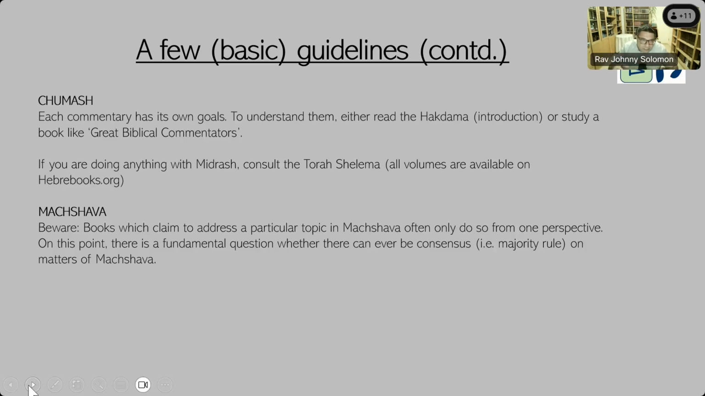And finally, just in terms of a few basic guidelines, books which claim to address a particular topic of machshava in Jewish thought often only do so from one perspective. A book about Hashgacha Pratis often will only present one view of Hashgacha Pratis. I know, because it's a topic which interests me greatly, and I have numerous books on the topic. On this point, there's a fundamental question whether there can ever be consensus, majority rule in matters of machshava, meaning sometimes people assume if the majority of people adopt this approach about a matter of Jewish thought, then that must be the kosher one. That's actually a strongly debated question.